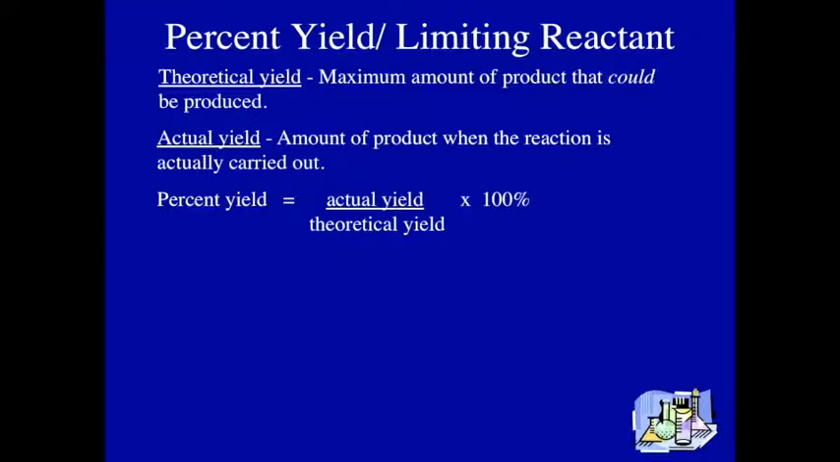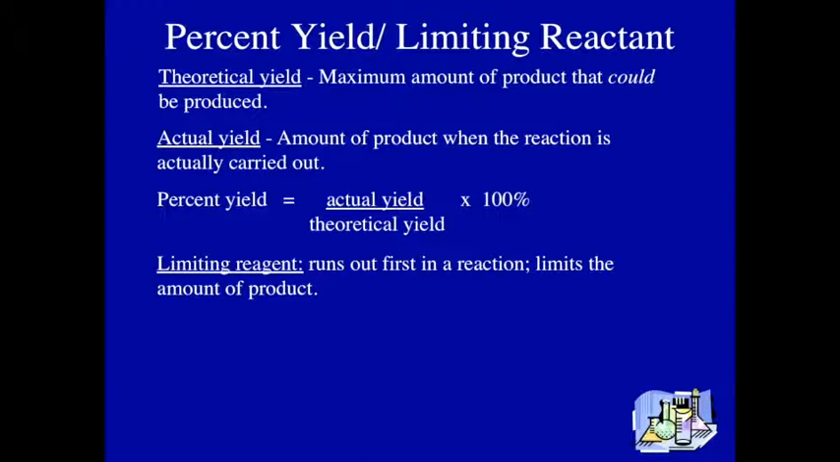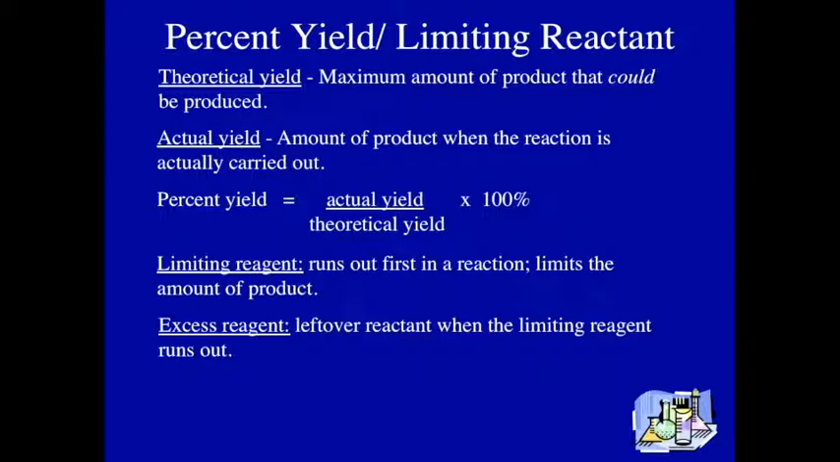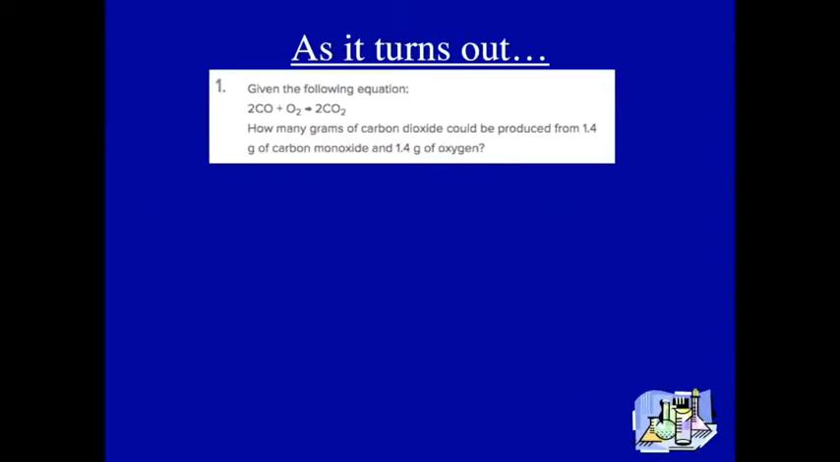The other terms we need to be aware of are our limiting reagent. That's the reactant that will run out first. It limits the amount of product we're able to make. And then the excess reagent, which is the leftover reactant. When the limiting reagent runs out, one of our reactants will be left over.